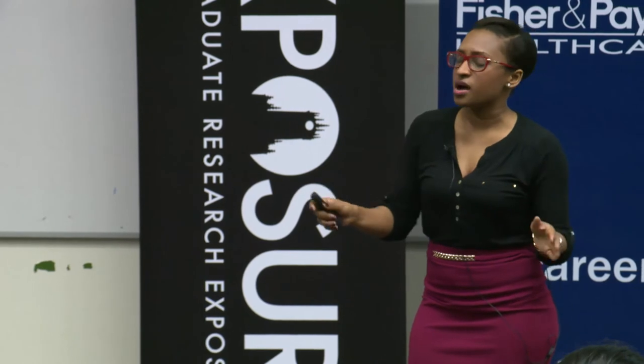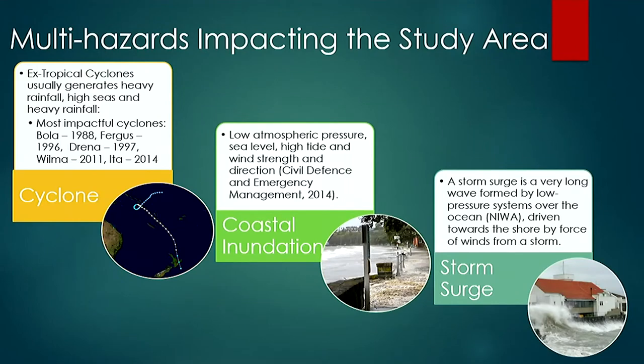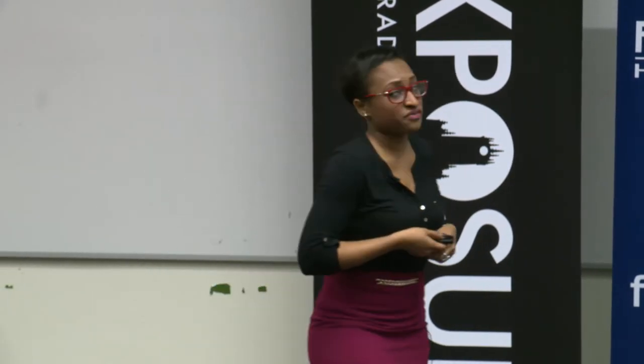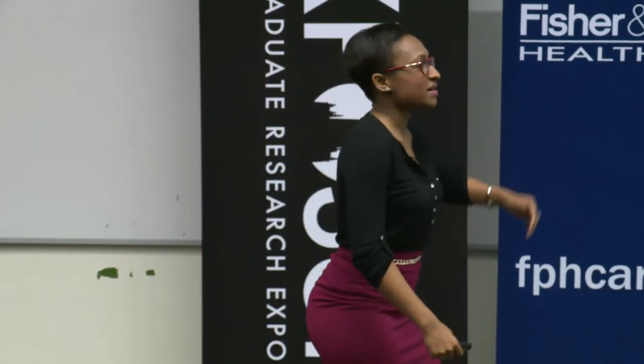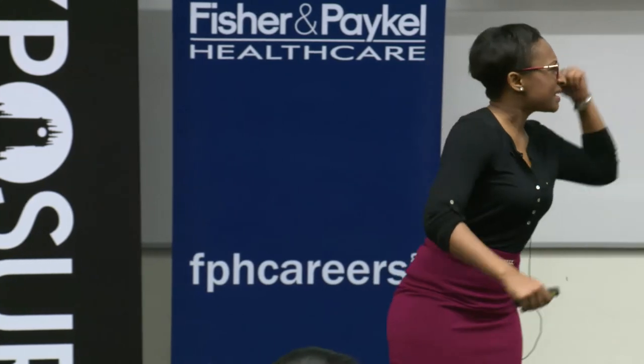Now, what I would like to show you today, ladies and gentlemen, are the hazards that affect this area, the multiple coastal hazards, and these are storm surge, coastal inundation, and cyclones. Cyclones in this area, we know to be extratropical cyclones, and extratropical cyclone Ita went past New Zealand in 2014, and that caused quite a bit of damage and flooding within the area. Coastal inundation is simply coastal flooding caused by heavy rainfall, which will flood the entire coastal area. And then we see storm surge. Storm surges are disastrously high seas that would flood an entire area, given the scenario of a cyclone.